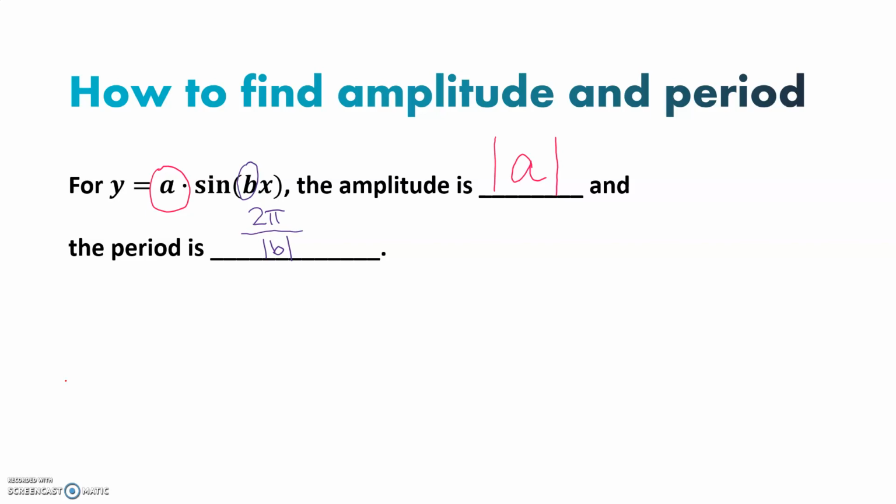And again, the reason we're dividing is because horizontal stretches and compressions are reciprocal. So that's going to affect our period. If b is larger, the period is going to be smaller. If b is smaller, the period is going to be bigger. We're going faster if the b is bigger.